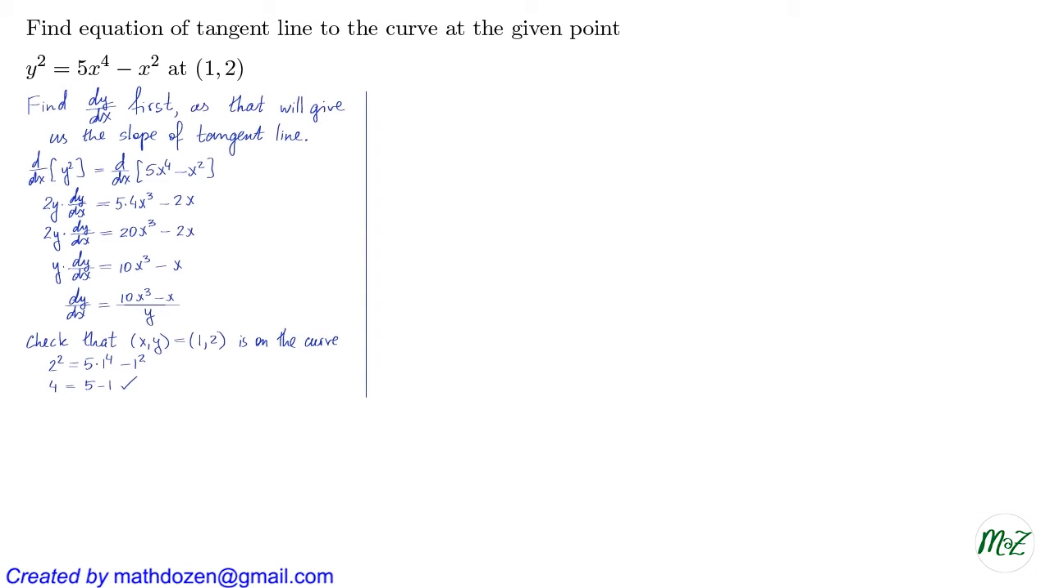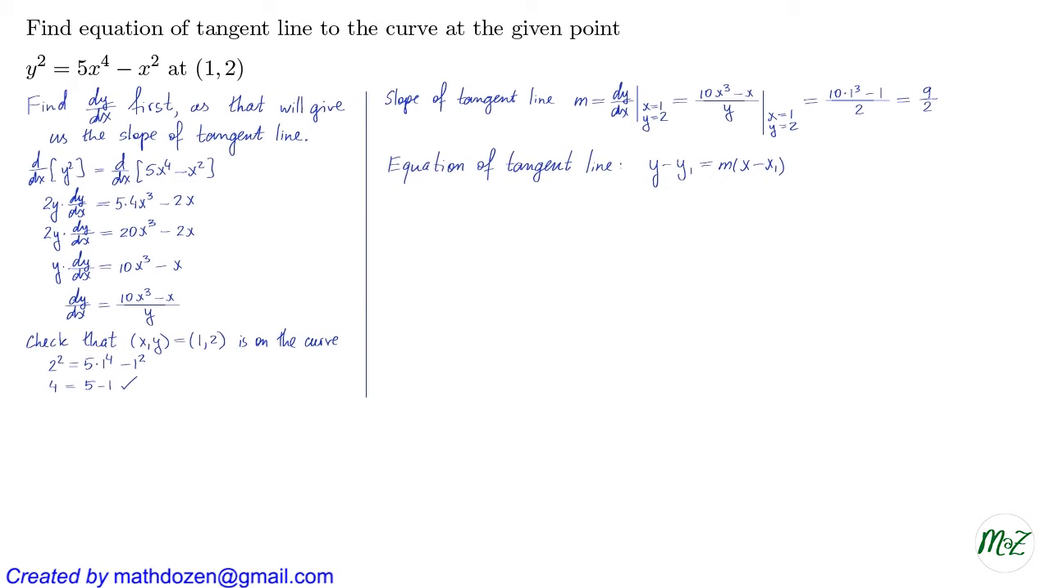Okay, so now we can find the slope of tangent line. So the slope is dy over dx, and we're going to plug in x equals 1 and y equals 2. So that gives us 10 times 1 cubed minus 1 divided by 2. So that is 9 divided by 2. And then equation of tangent line will be y minus 2 equals 9 halves times x minus 1. Or if we add 2 to both sides, it's going to be y equals 9 halves times x minus 1 plus 2. So that's the equation of tangent line to this curve.